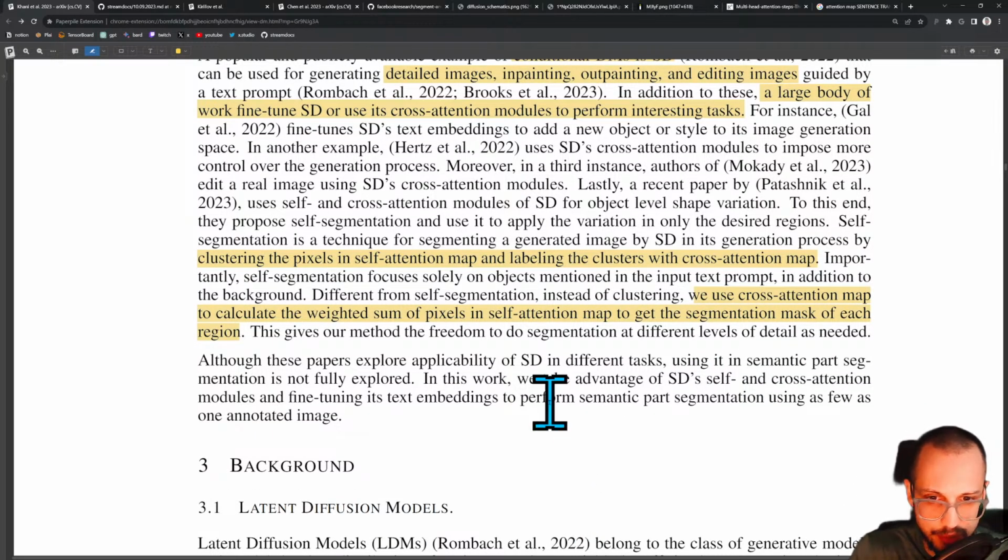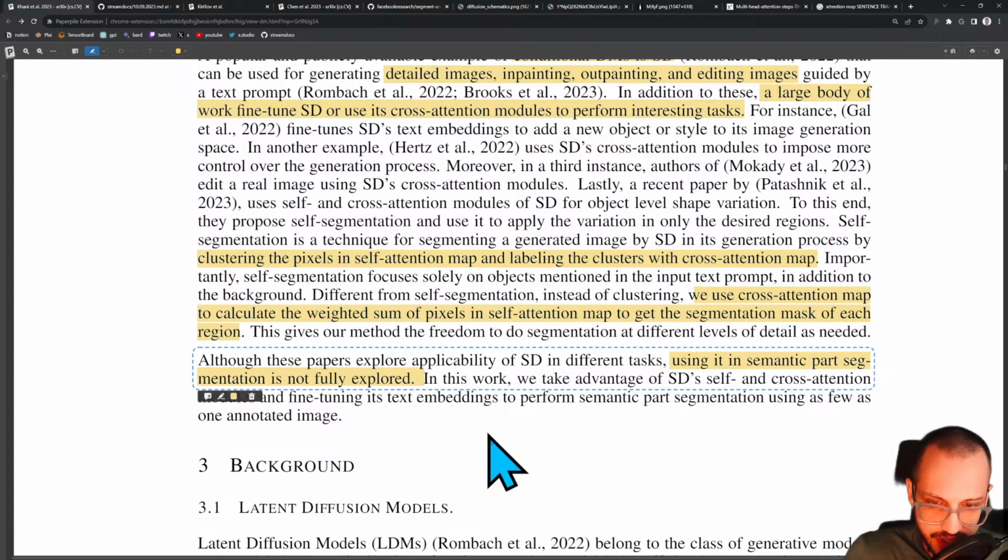Although these papers explore the applicability of stable diffusion in different tasks, using it in semantic part segmentation is not fully explored. So they're the first people to really do this, basically use the cross-attention map of stable diffusion specifically for semantic part segmentation.